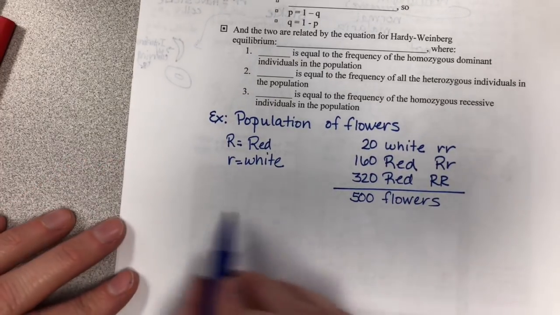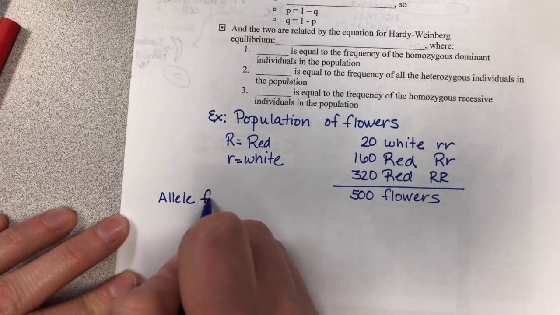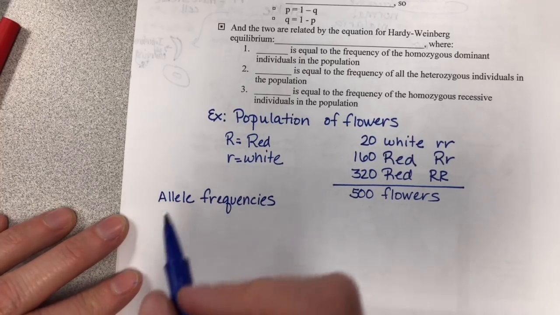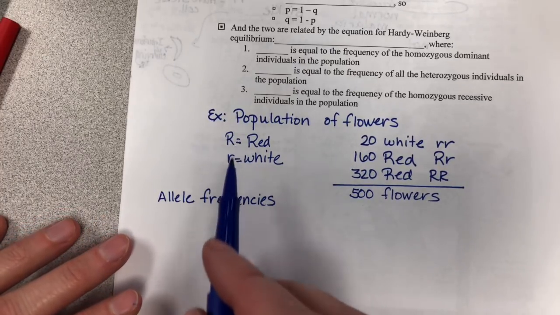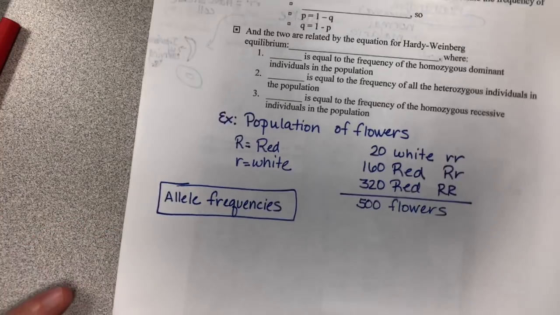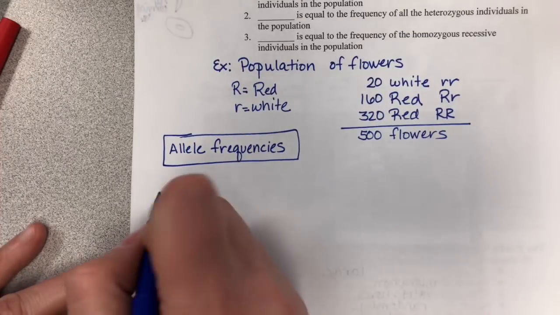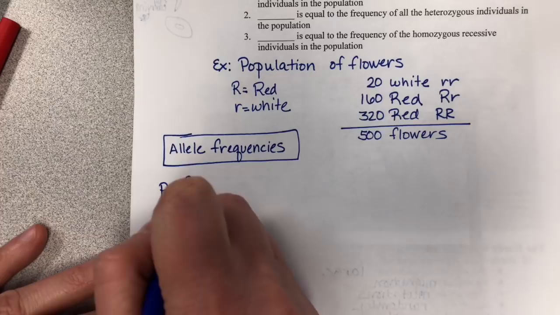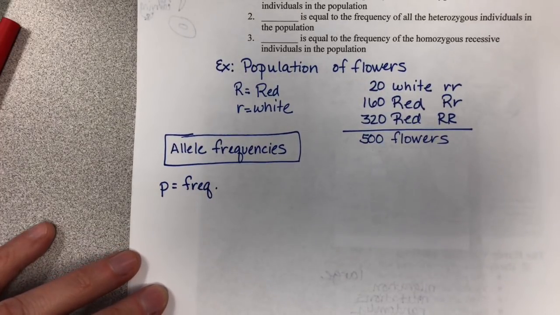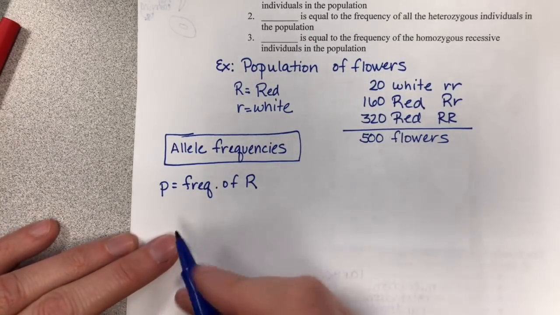There are two things that we're going to look at. The first one is how to figure out the allele frequencies. So what's the frequency of each individual allele, the big R and the little r? That's the first thing we're going to look at. We just said P is the frequency of the dominant allele, so P is the frequency of the big R. How do we figure that out?